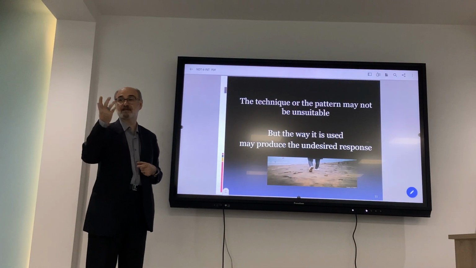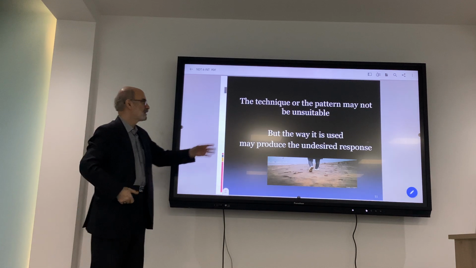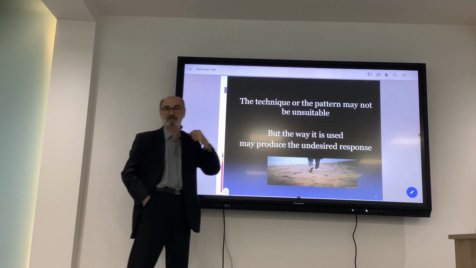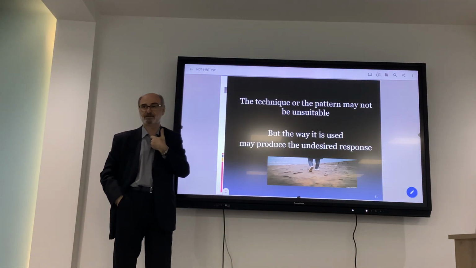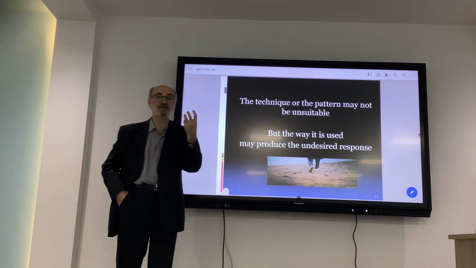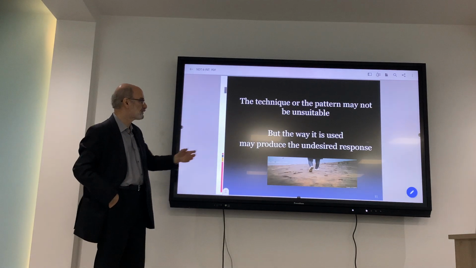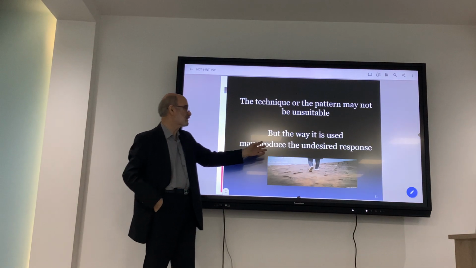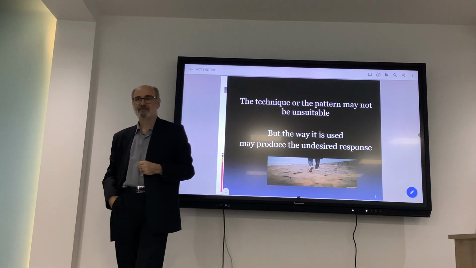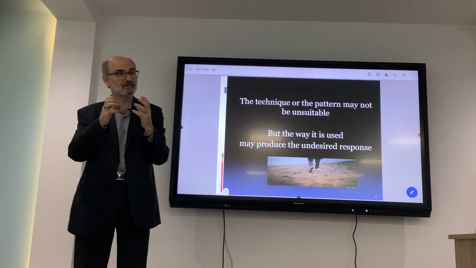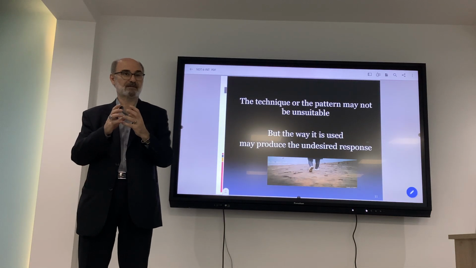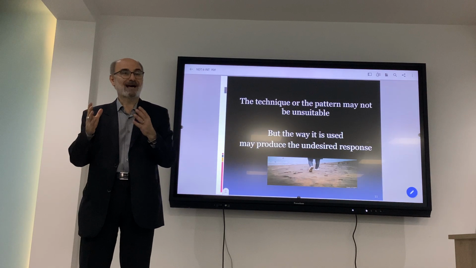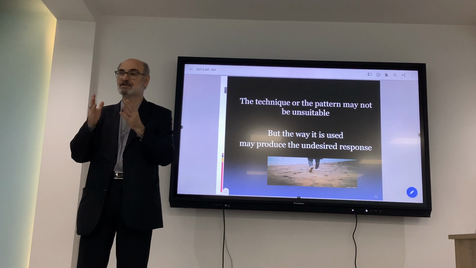But experience is important. The technique or the pattern may not be unsuitable, but the problem is with me as a physiotherapist. I cannot apply the techniques correctly. Therefore, the way I use the techniques may produce the undesired response. Therefore, I need to read deeply the materials, the documents, to practice it with normal subjects, and then to apply the techniques in patients with hemiplegia.